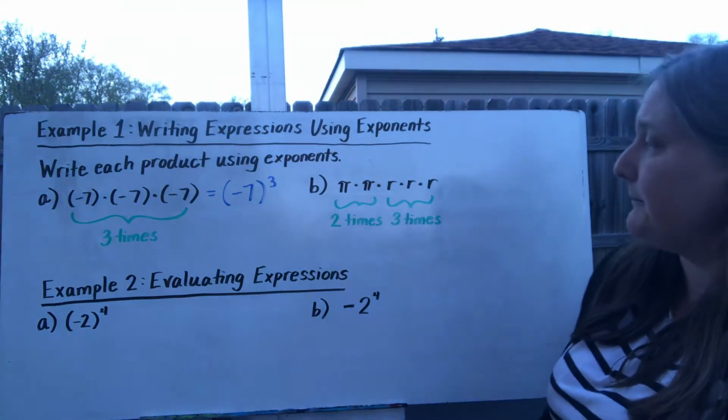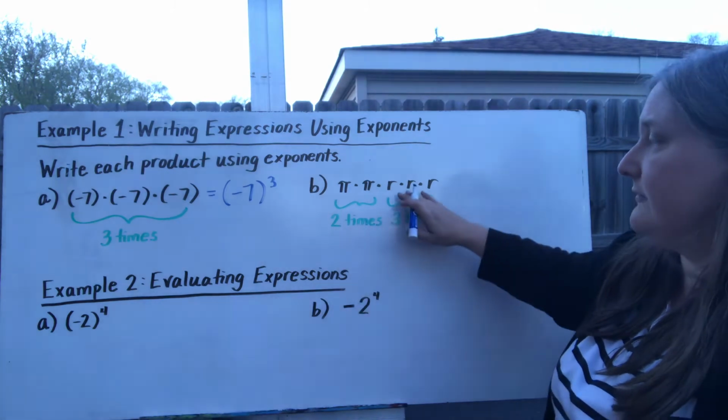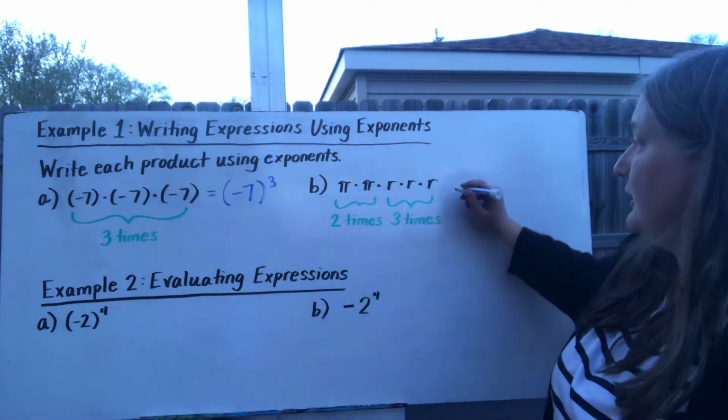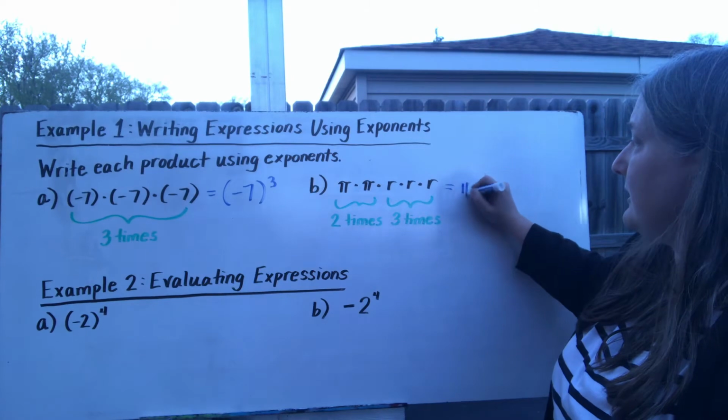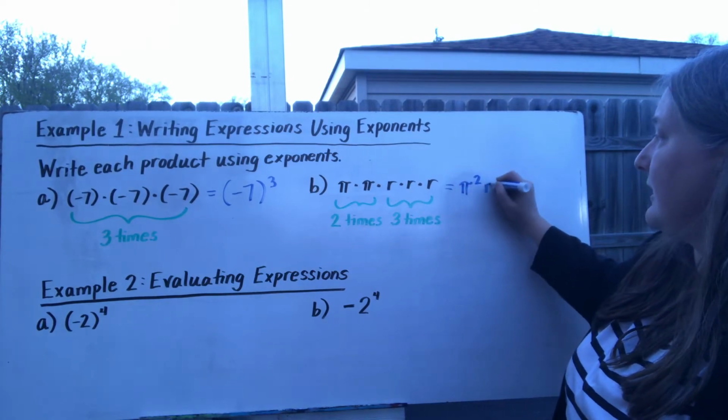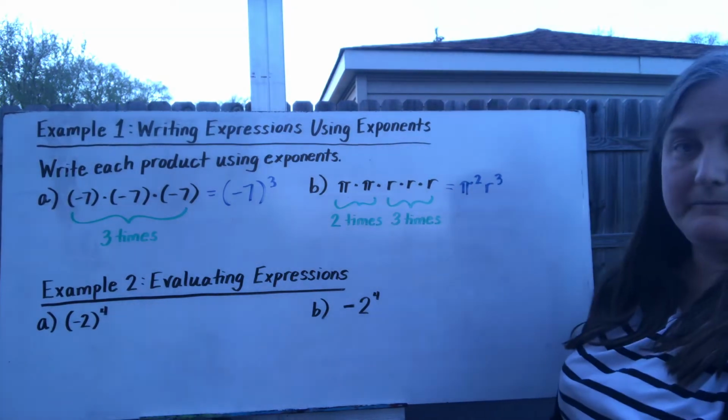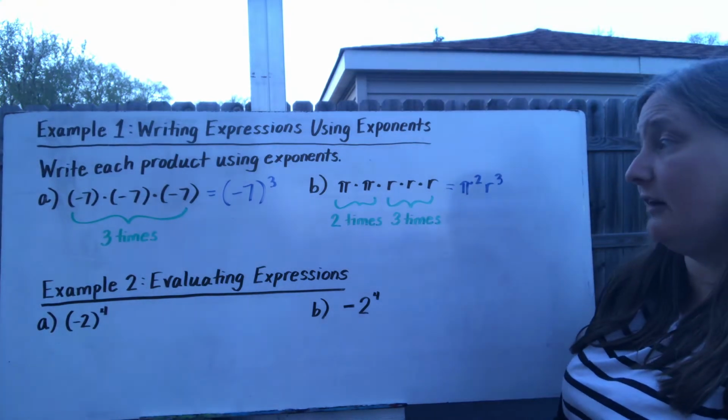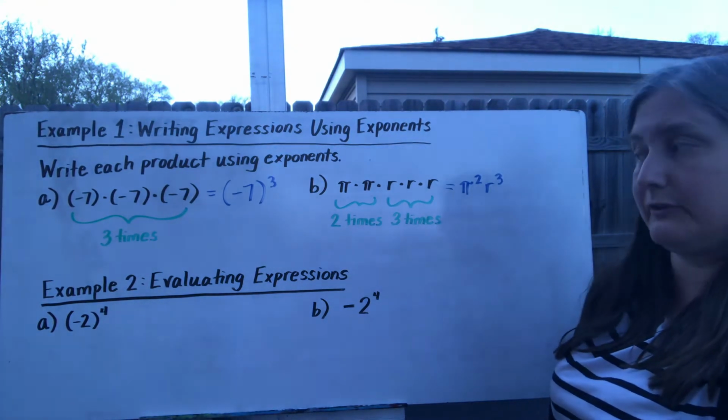Here I'm multiplying pi twice and the variable r 3 times. So if I want to write this with an exponent, it would be pi to the 2nd power times r to the 3rd power. Let's say I want to actually solve a problem that has an exponent.